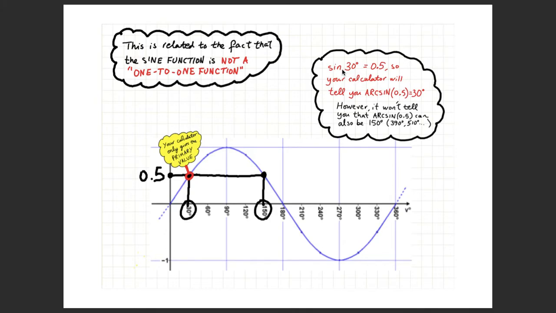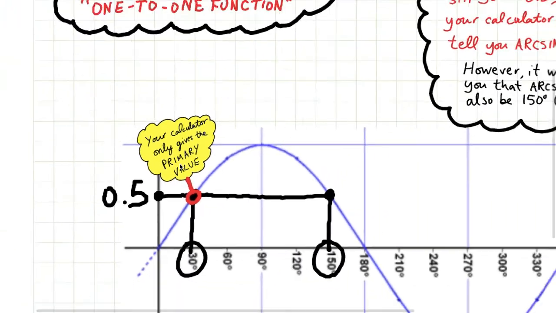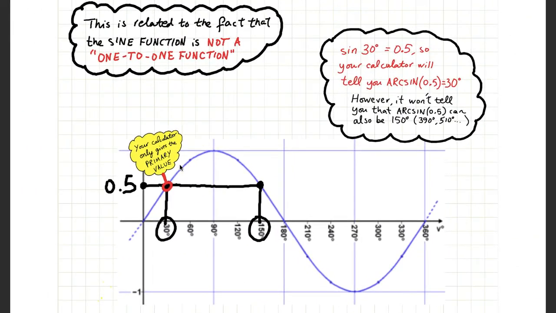So on your calculator, if you do sine 30, you get 0.5, and if you do the inverse sine or arc sine of 0.5, it'll take you back to 30. But it won't tell you all of these other values, 150, 390, an infinite number of other values that could also have a sine of 0.5. So your calculator only gives the primary value of sine inverse.